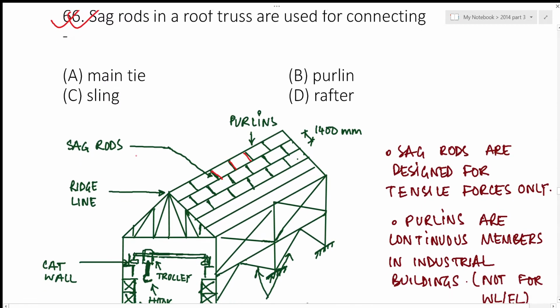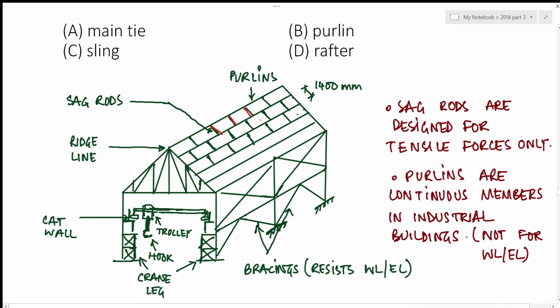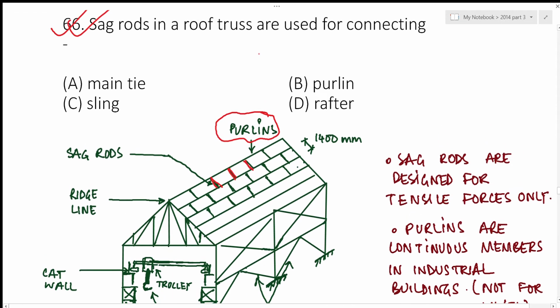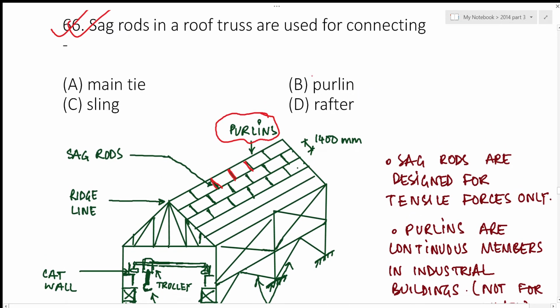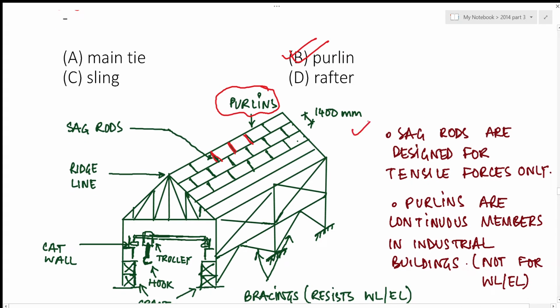Next question, sag rods in a roof truss are used for connecting. Now, this is an industrial building, and these are the sag rods which are used for connecting the purlins. So the answer for this particular question should be: sag rods in a roof truss are used for connecting purlins. Also, sag rods are designed for tensile forces only, remember this.